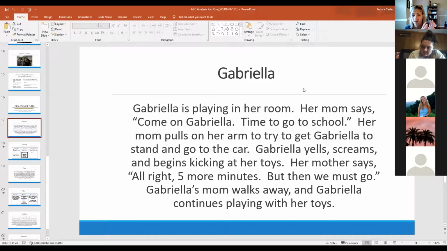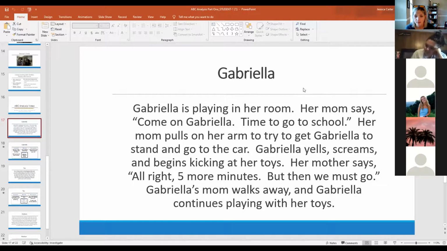What is the antecedent? Well, let's talk about what's the behavior. If we were doing an ABC log, what would we write in the behavior column based on this? Gabriella yells, screams, and begins kicking at her toys, right? That's the challenging behavior.